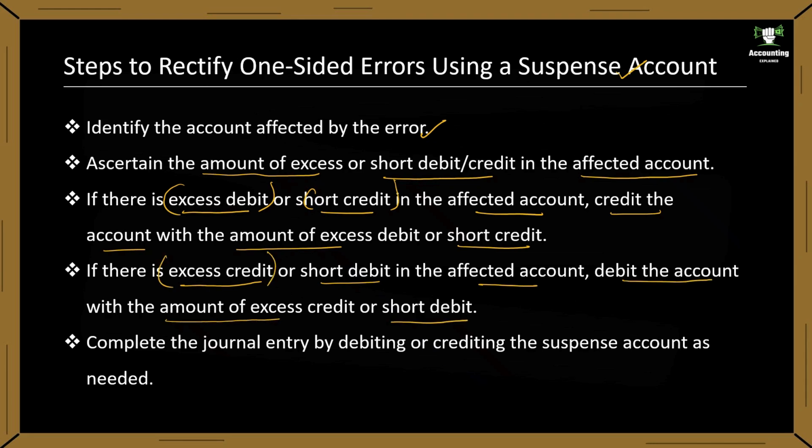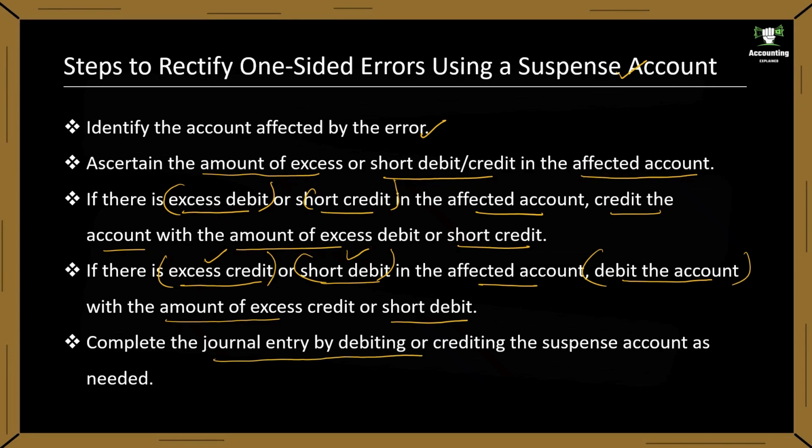If there is excess credit, what will you do? You will do the debit. That is opposite. If there is more of credit, you are going to reduce the credit. How will you reduce the credit? By debiting it. Similarly, if there is short debit, if there is some 100 rupees short in the debit, what will you do? You will increase the debit, right? So in that case, if there is excess credit or short debit, then we have to debit the account with that amount.